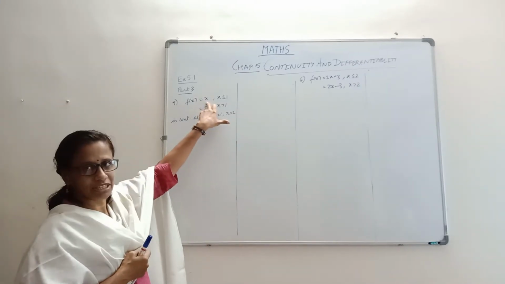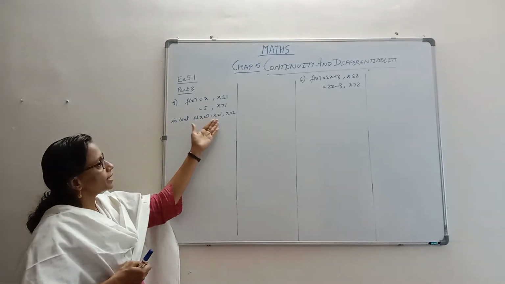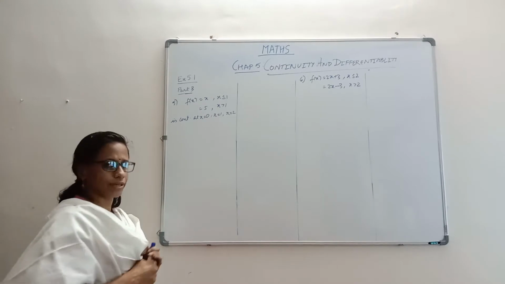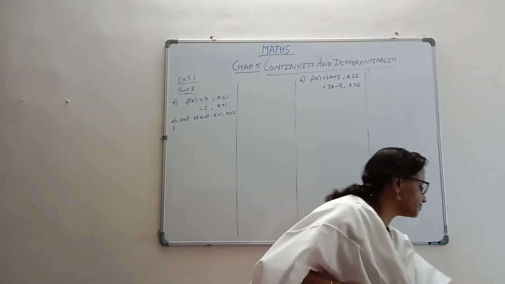And this is the identity function. So this is how the thing is. They ask us to check the continuity at x equal to 0, at x equal to 1 and x equal to 2. Let's check. So first at x equal to 0, let's check how to do it.